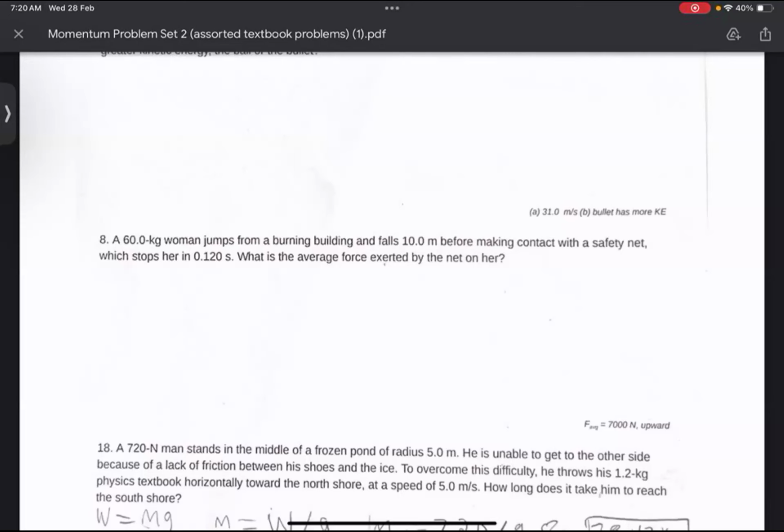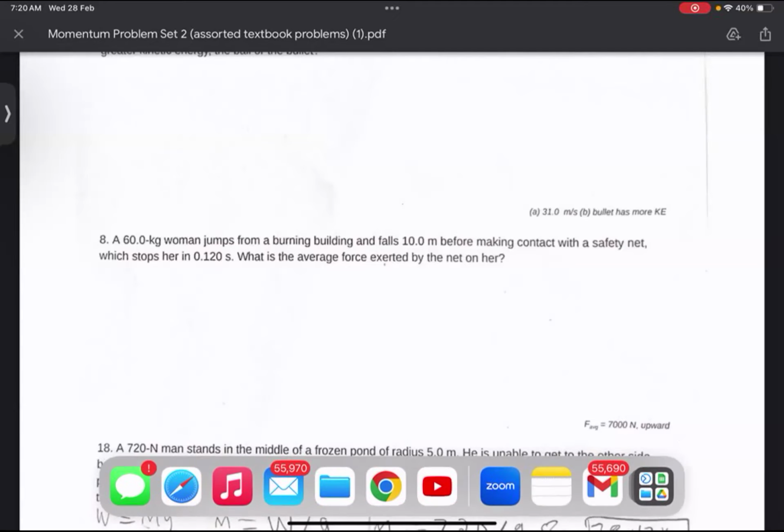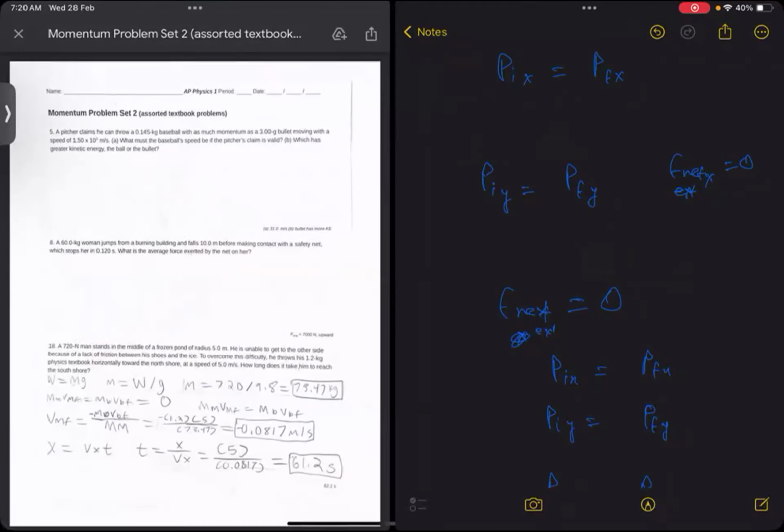Wait. Would this be vf equals vo plus at? Wait, listen to me. Actually, what you are calculating is the average force. Is that right? So how were we calculating the average force? Let me show you that.